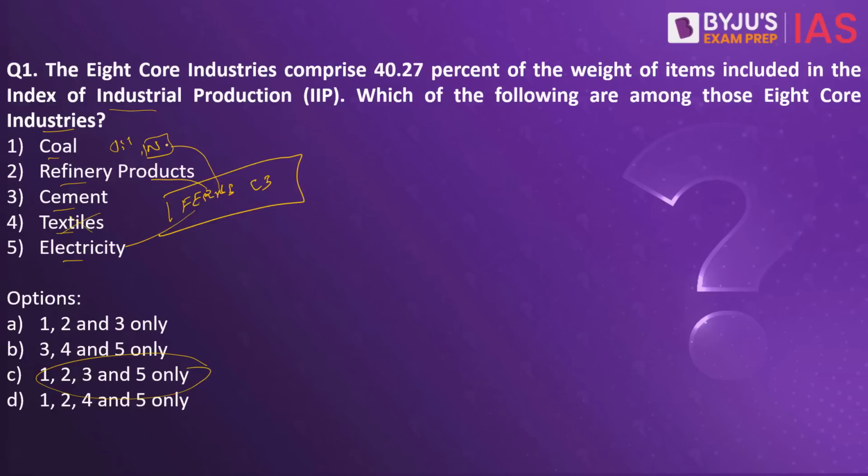So the index of 8 core industries refers to the production volume index that measures the collective and individual performance of 8 selected core industries. So what is this index of industrial production? This is what will measure the changes in the volume of production of the industrial products during a particular period of time. This is compiled and published monthly by the Central Statistical Organization, which belongs to the Ministry of Statistics and Programme Implementation.